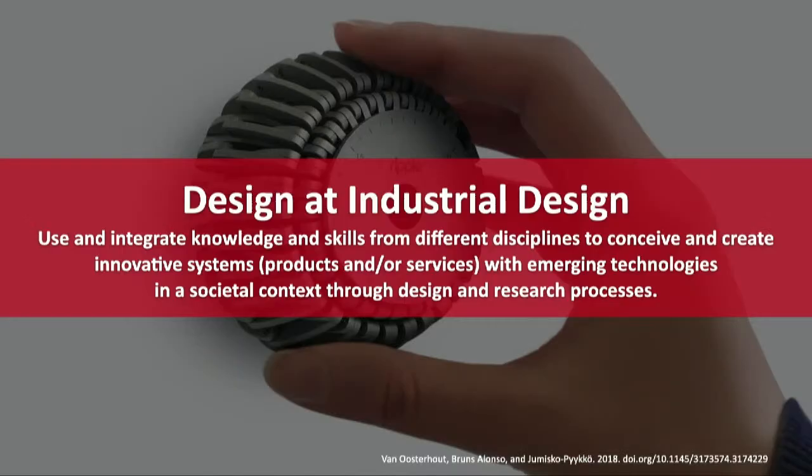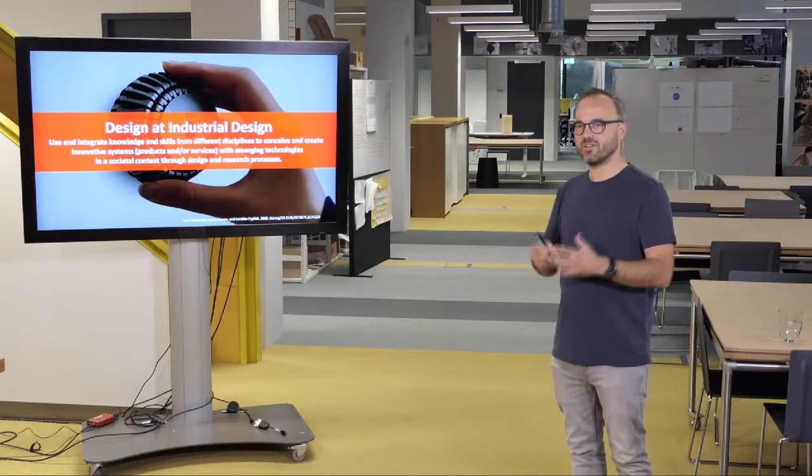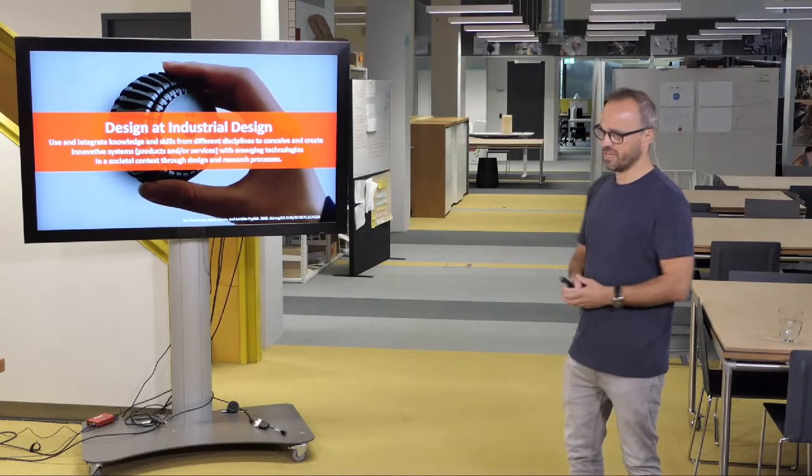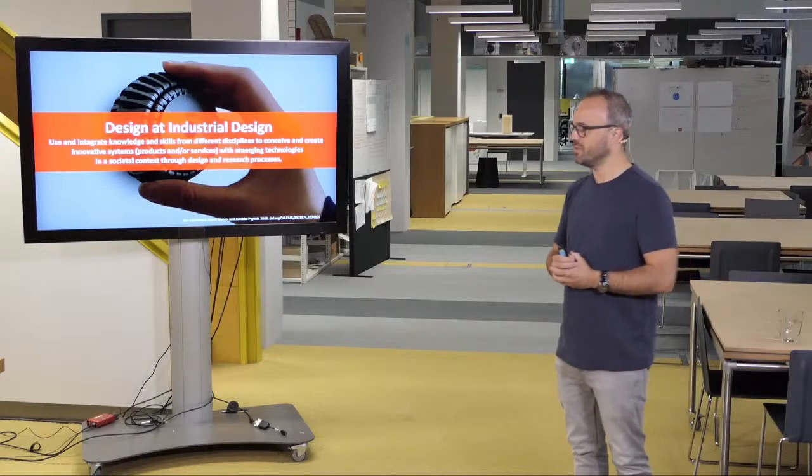So to illustrate and to discuss the concept of design, and obviously there are many ways to address design and what design means, but I would like to give it a bit of a context within what we mean by designing in the context of the Department of Industrial Design. Perhaps this first thing may sound a bit complex, but throughout the presentation, I hope you're going to understand what we mean exactly by this. So designing at the Department of Industrial Design is about using knowledge and skills from different disciplines in order to conceive and create innovative systems. Particularly, we do this by using emerging technologies. Although perhaps in the first few years of your bachelor, you'd be using existing technologies, this is particularly what we do in the context of research. And we use these technologies in a societal context by means of design and research processes.